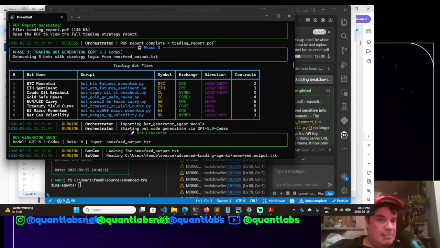So out of this came a Bitcoin momentum, an Ethereum sentiment, a crude oil breakout, gold safe haven, a Euro USD carry, Treasury yield curve, ES macro momentum, and natural gas volatility. So these are all the symbols used in the futures market. I could easily scale this out down the line to add in options. For now, I'm keeping it very simple to get it working, to trigger orders for once after 2, 3 weeks effort. Then the combination of the direction.